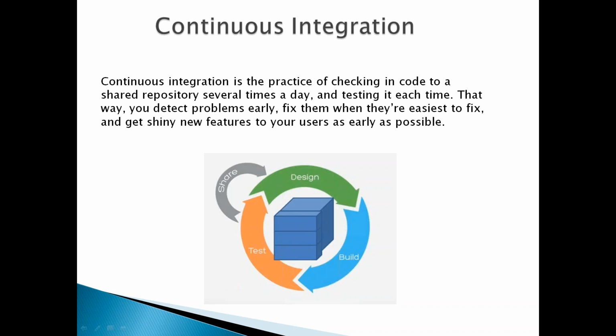Continuous integration. This is the third phase, and this is the most important phase, guys. This phase will unite all the DevOps tools. How will it unite? Continuous integration is the practice of checking in code to a shared repository several times a day and testing each time. In the continuous integration phase, you have tools called Jenkins, Bamboo, and TeamCity. What these tools do is they continuously go to the code repository and see if there are any changes.